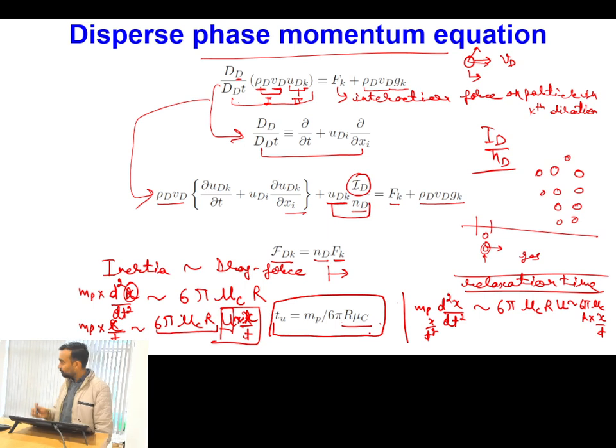No, this t will cancel out over here. See, this t and this t. Here it is t square, and on this side it is t. So this particular thing is called the relaxation time.